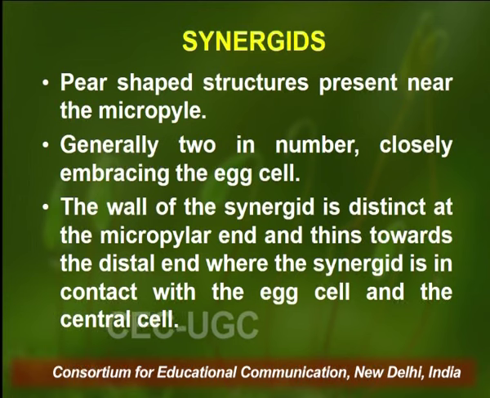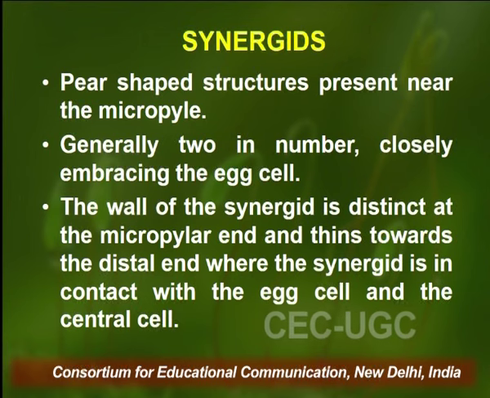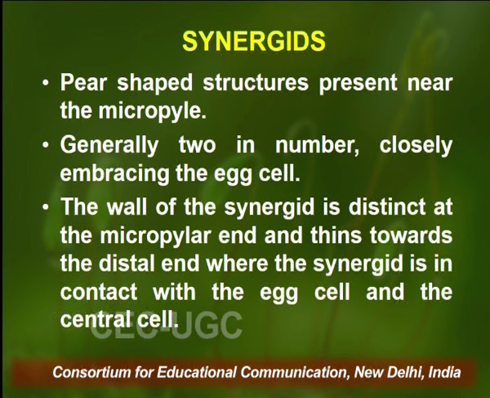Then the other components of this egg apparatus are the two synergids. These are pear shaped structures. These two are present near the micropyle. They are closely embracing the egg cell.